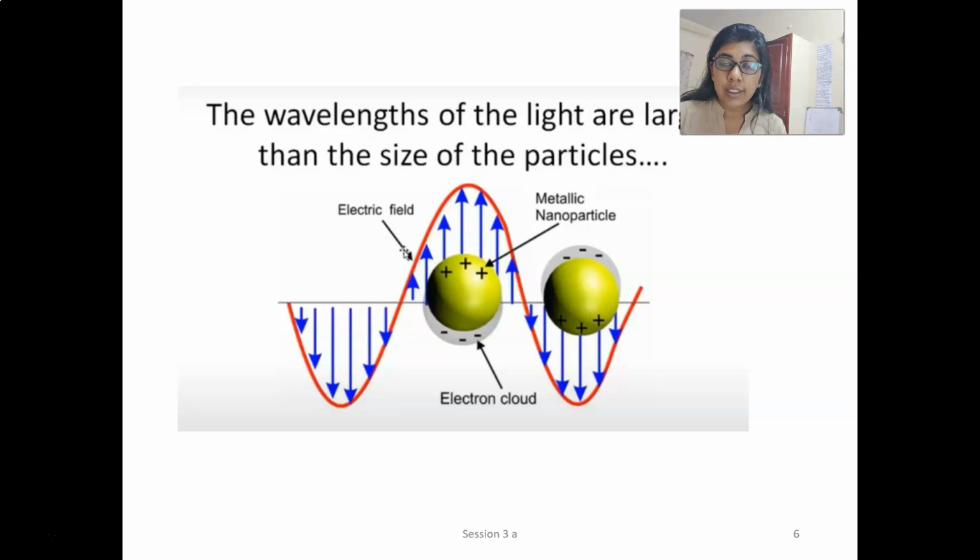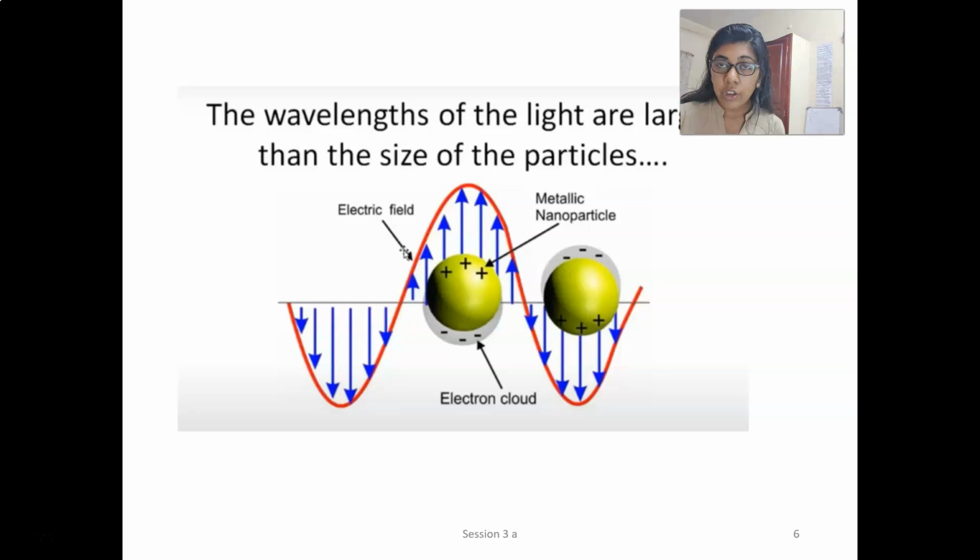So in the case of nanoparticles, the scenario is very different, because in the case of nanoparticles, we are considering particles having a size in the range of 0 to 100 nanometers. So that is a very low size. If you compare the size of this bangle with the size of a gold nanoparticle or silver nanoparticle, the size of the nanoparticle is very low.